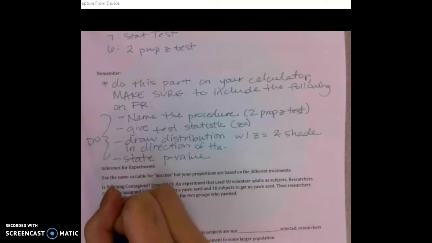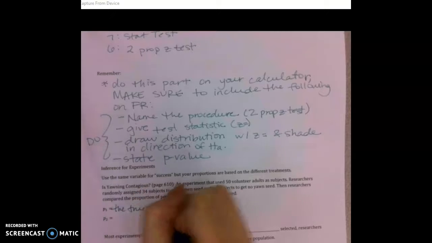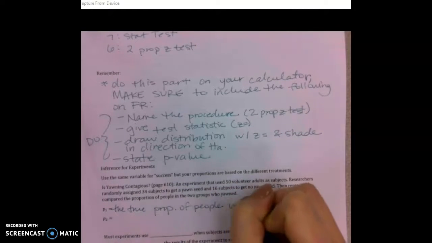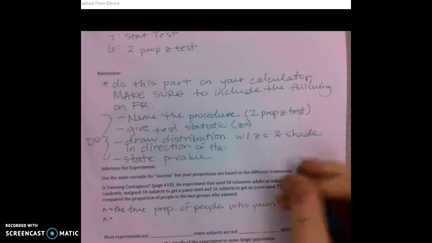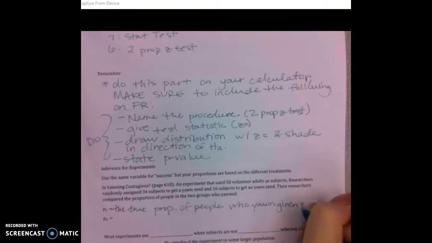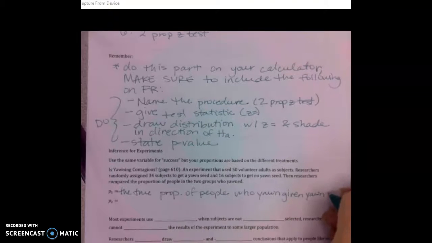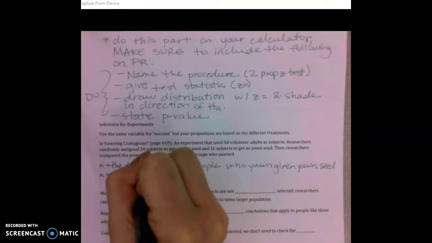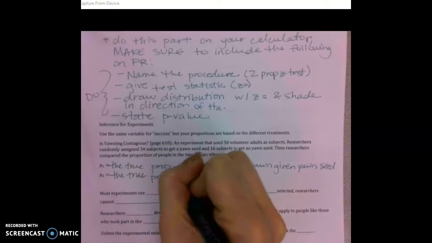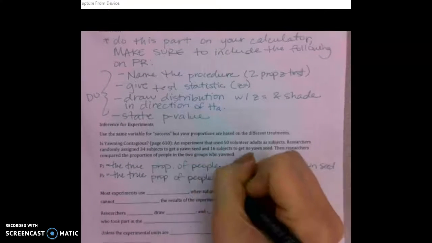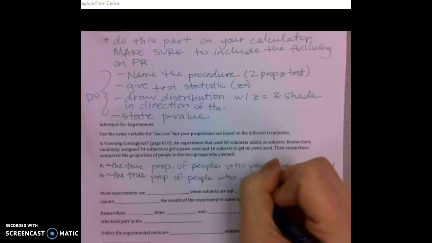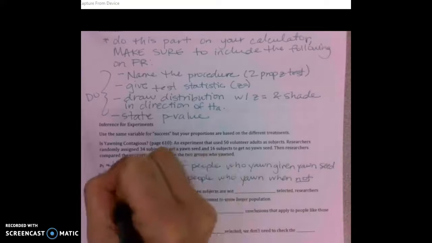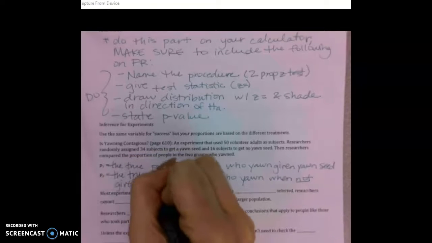So P1 would be the true proportion of people who yawn given yawn seed. And P2 is the true proportion of people who yawn when not given yawn seed.